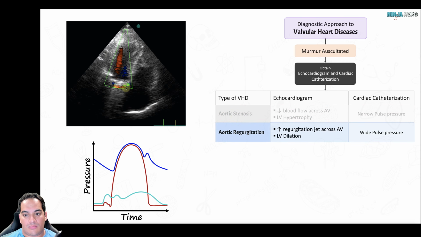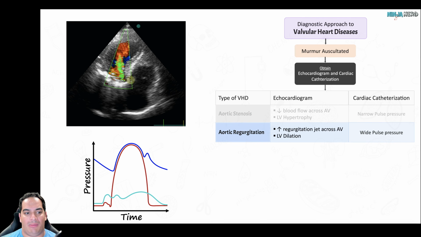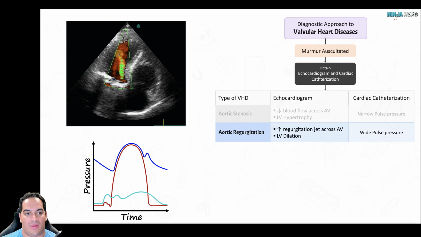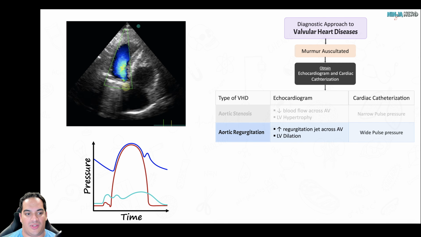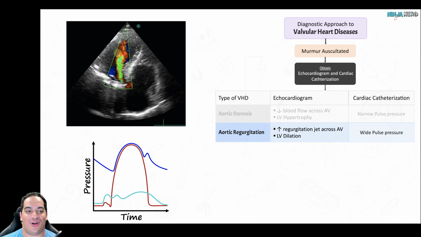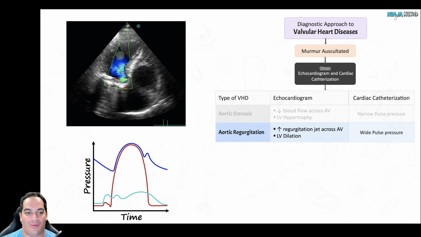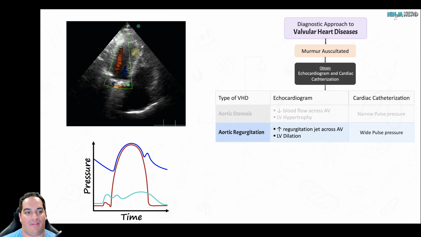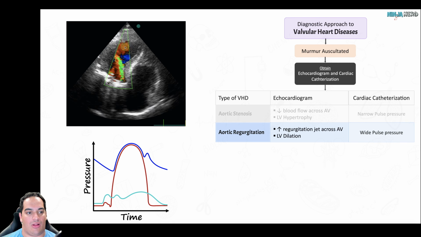All right. The next thing is if I did aortic regurgitation, I'd be able to see that this blood flow that's going from the left ventricle up through the aorta, which you can't see from this window, is shooting right back into it. So there's a massive regurgitation jet back into the left ventricle. And also I'd be able to see that this left ventricle is pretty dilated to accommodate for that large volume.